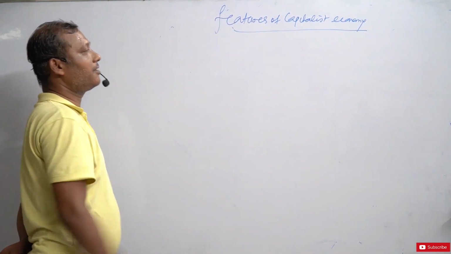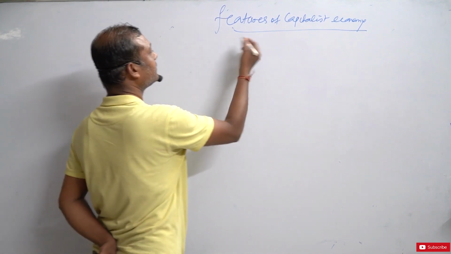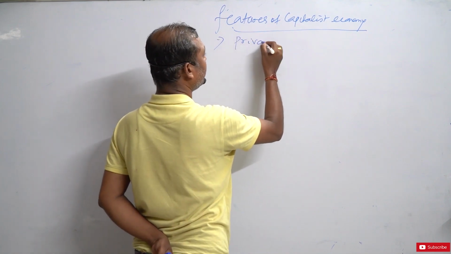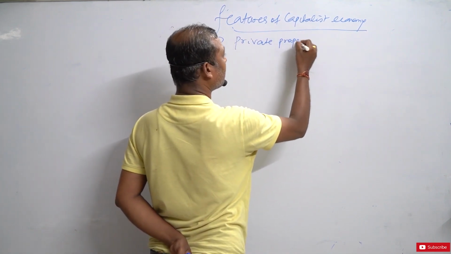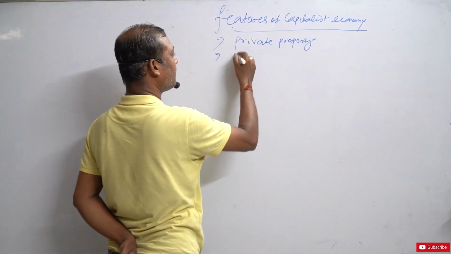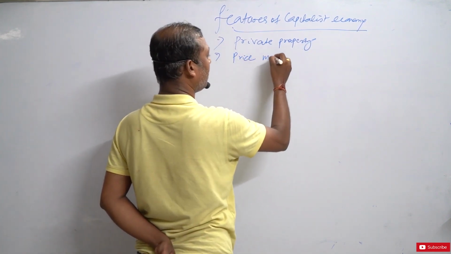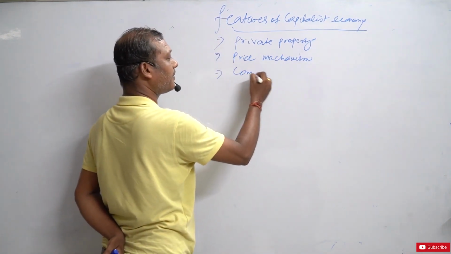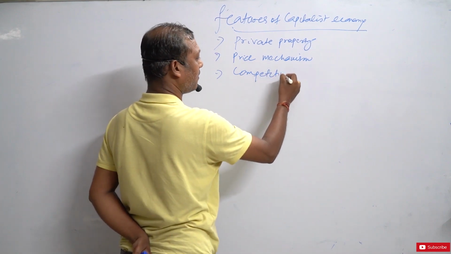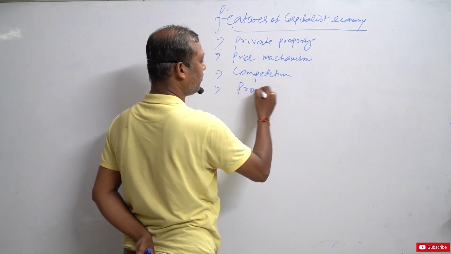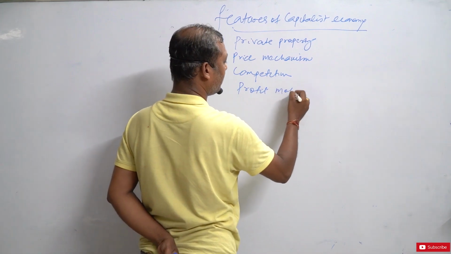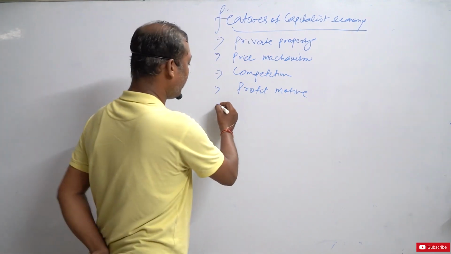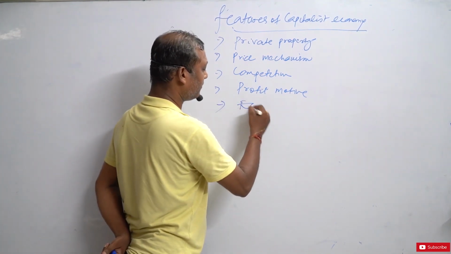If you talk about the features of a capitalist economy, then we will discuss private property, price mechanism, competition, and profit motive. Till this we have discussed. So now we will discuss the other remaining points, that is economic freedom.